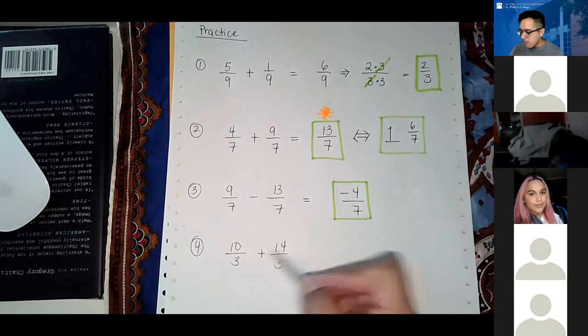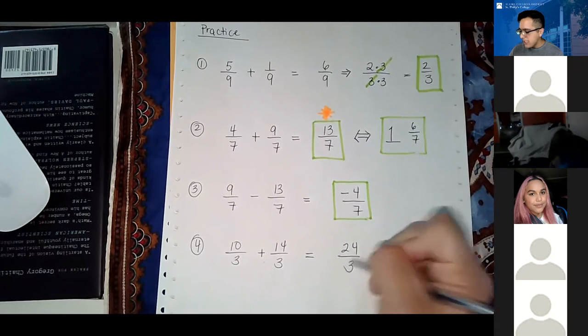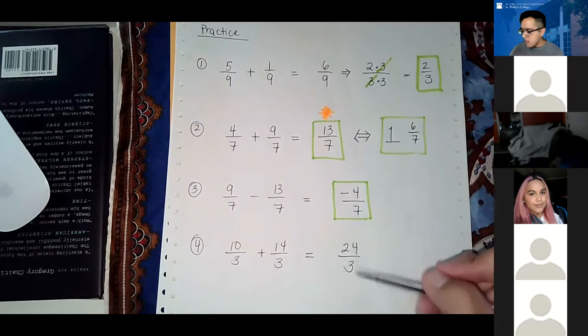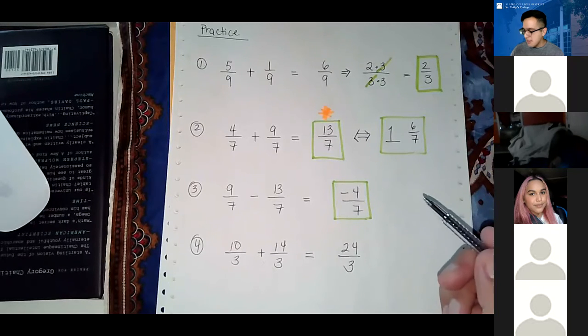And then this one, finally, you could add them straight up and you should have gotten 24/3. And this fraction can be fully... What's up? We have a question? Okay.